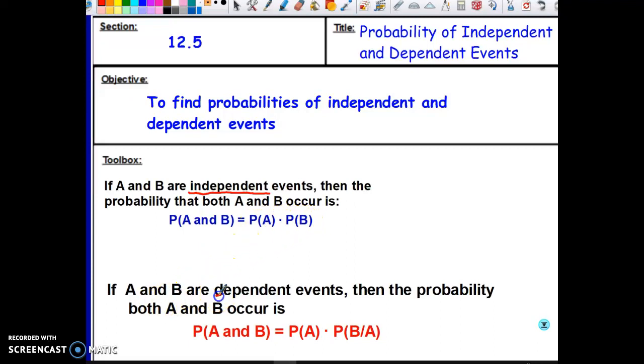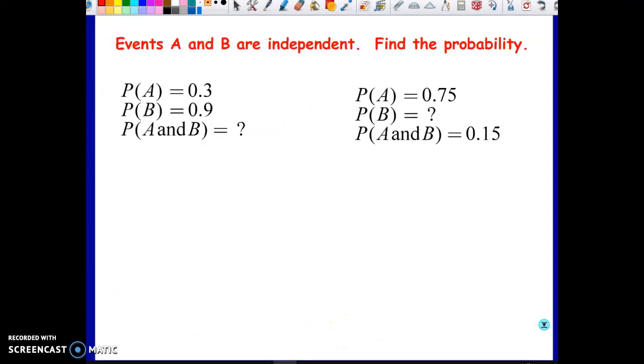However, if they are dependent, which means that if something happens to change the outcome of the other one, the probability that both A and B occur, the probability of A and B, is equal to the probability of A multiplied by the probability of B given A has already happened. I'll give you an example.